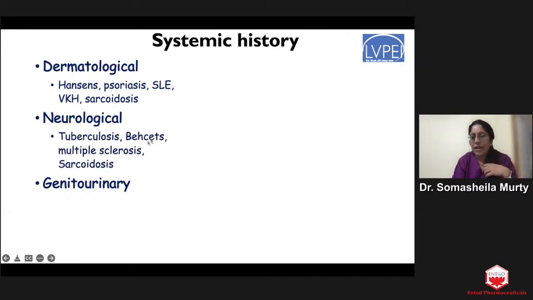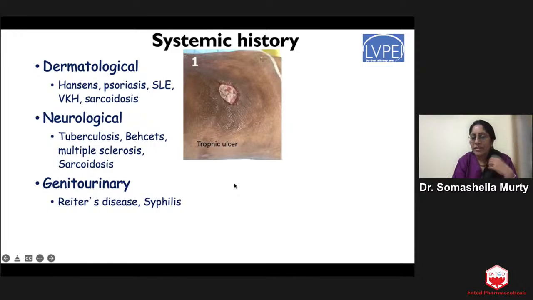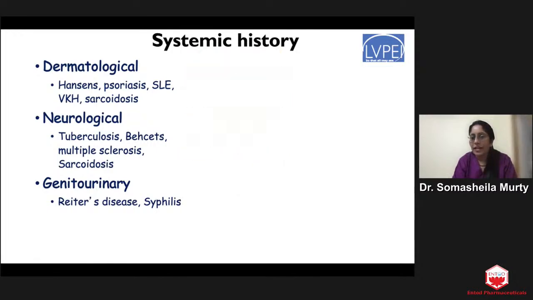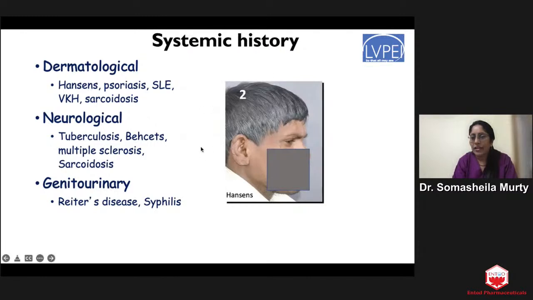Certain diseases have neurological symptoms, and genitourinary, where we are aware of Reiter's disease as well as syphilis and penile ulcers and Behçet's disease. So there's a patient with trophic ulcer who had Hansen's disease. There's another patient with Hansen's. Look at the thickened ear lobe that the patient had. So both these patients had anterior uveitis.